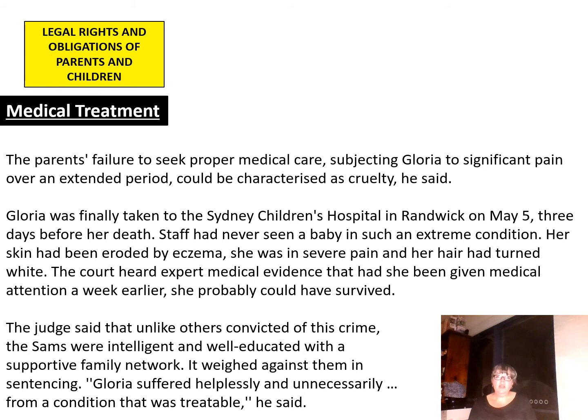The judge said that unlike others convicted of this crime, the Sams were intelligent and well educated with a supportive family network. It weighed against them in sentencing. Gloria suffered helplessly and unnecessarily from a condition that was treatable.